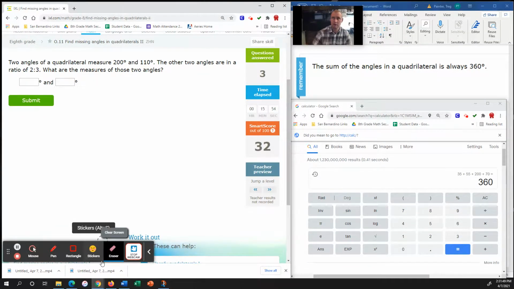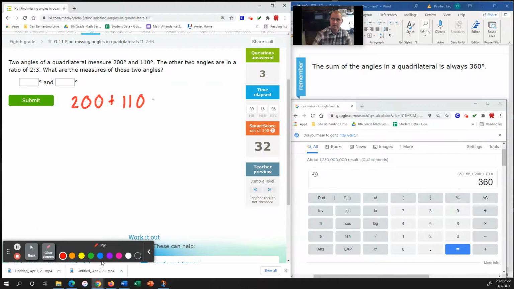And same concept. We got a quadrilateral. They're giving us two angles, and they're giving us a ratio. So we're just going to go ahead and write this one out, and let's do it. So we got 200 plus 110 plus a ratio of 2 times something for one angle plus 3 times angle, whatever that may be, to give us 360 degrees.